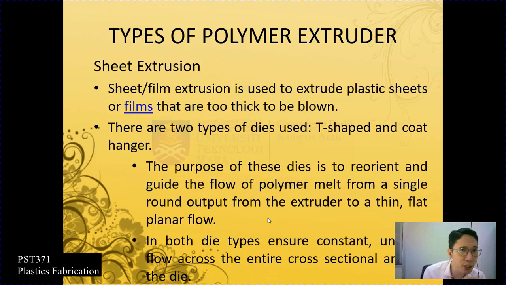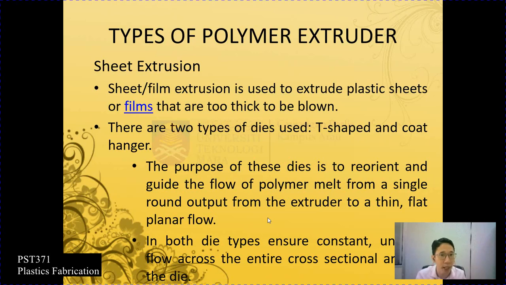And then we have sheet extrusion. Sheet extrusion slightly similar to the blown film extrusion, but sheets will produce a slightly thicker film. Okay. Sheet or film extrusion is used to extrude plastic sheet or film that are too thick to be blown. Okay. Kalau kata blown film ni tadi, awak very thin, sheet extrusion, dia produce slightly thick. Okay. Kalau terlalu tebal, dia tak boleh blow. Sebab dia akan collapse during the process. So, apa perlu buat? Awak pakai sheet extrusion.